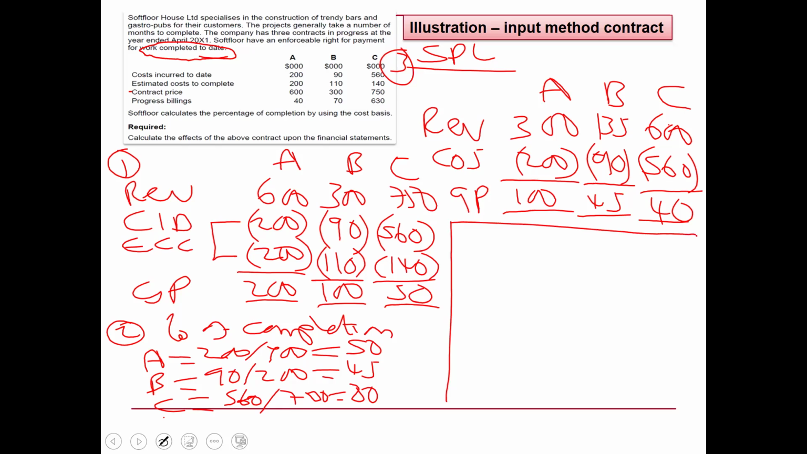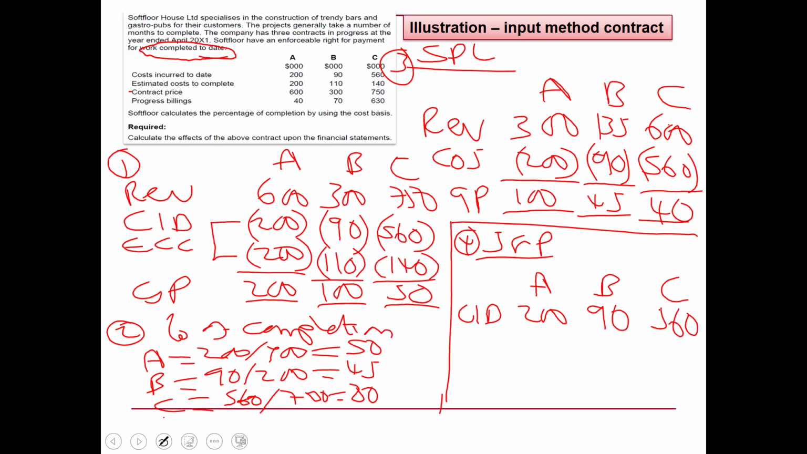Then for number 4, let me just do this to separate. For number 4, we are now going to the statement of financial position. So in our balance sheet, we are going to say A, B, and then C. So in our balance sheet, this is what we are going to do. How much have we incurred to date? So what is the cost incurred to date? We are told that we have incurred 200 there, we have incurred 90 there, and we have incurred 560.